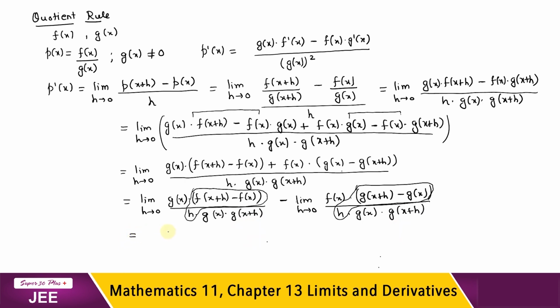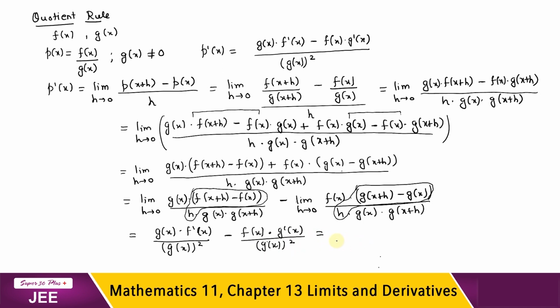After applying the limits, over here we get g of x, and this becomes f dash x divided by g of x into g of x, which is g of x whole square, minus over here we have f x multiplied by g dash x divided by g of x into g of x, again g of x whole square.